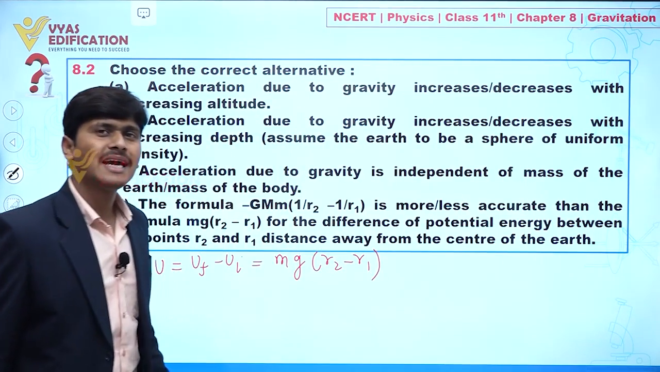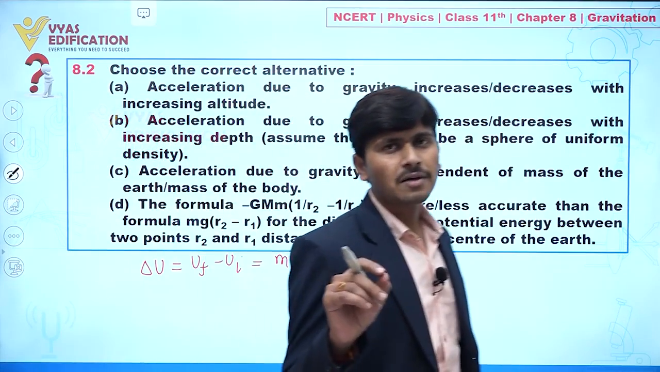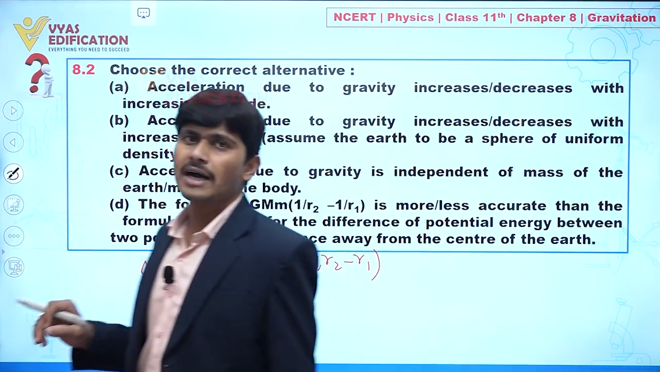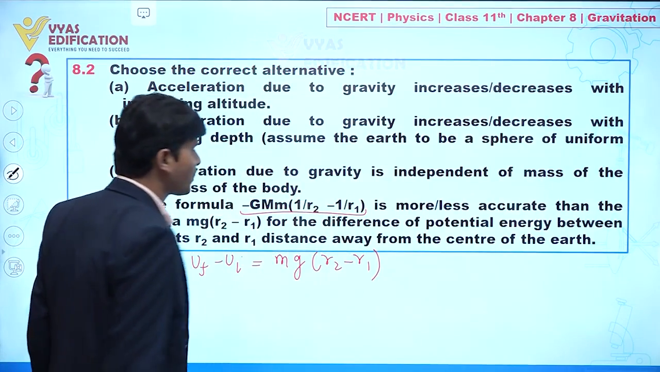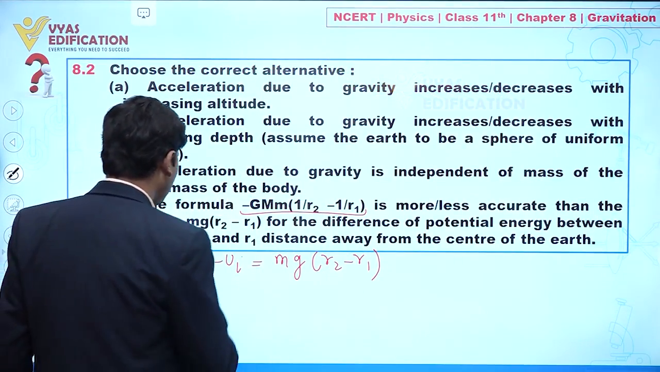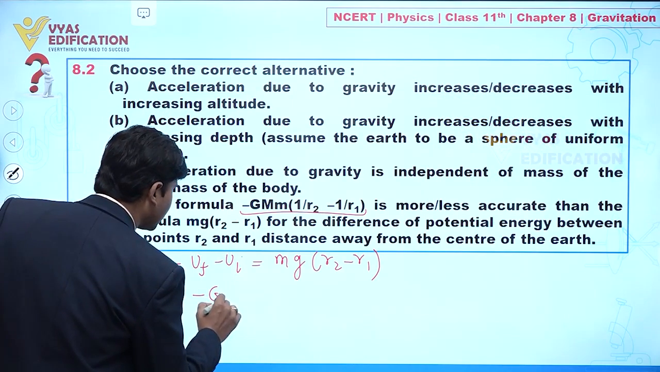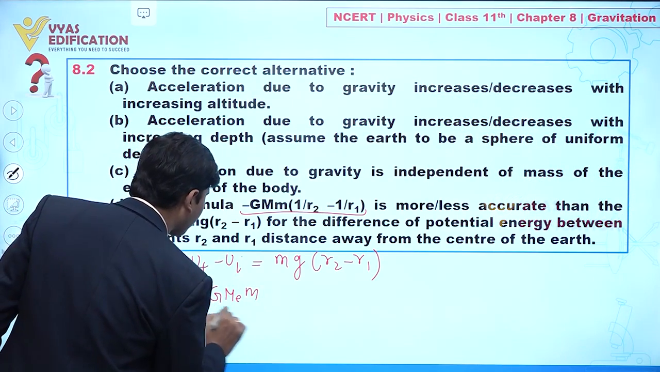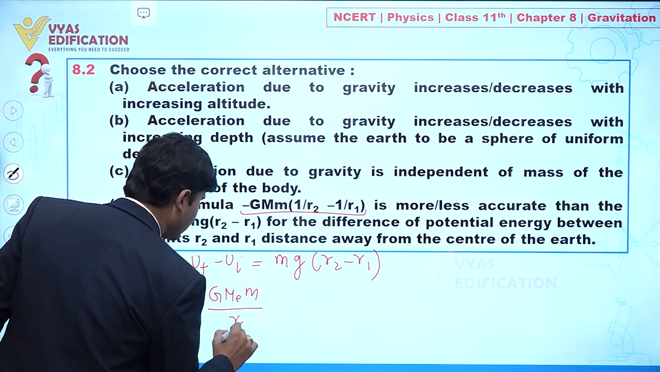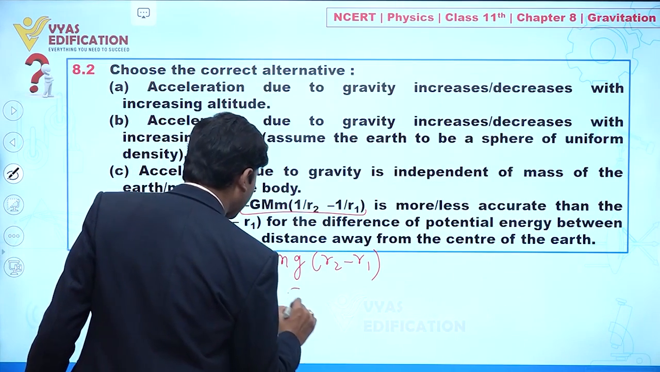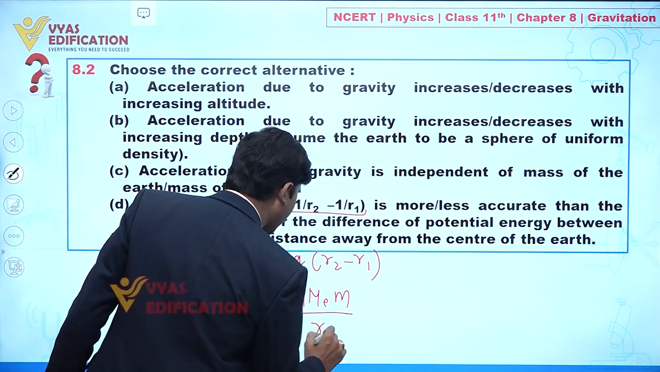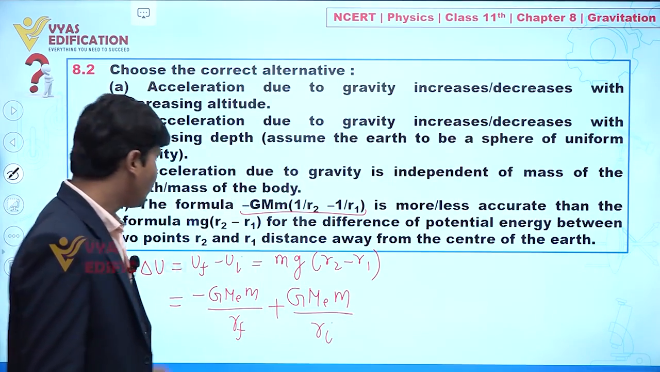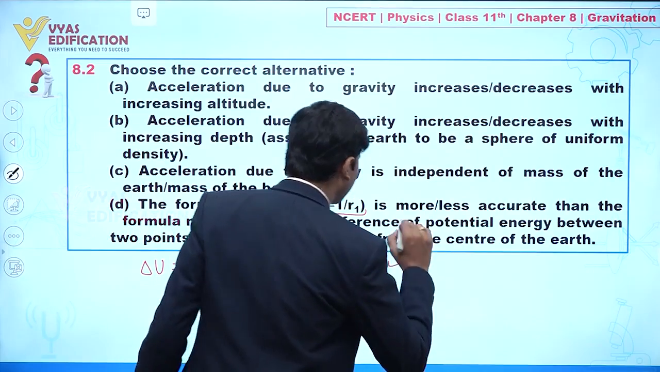But if we are talking about the accuracy of a formula, according to me, this formula is more accurate. Why? Because this can be written as -GMEm upon, let's suppose, R final, plus GMEm divided by R initial. Now we can say this formula is more accurate compared to this one.